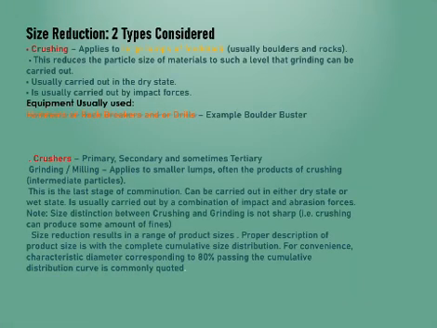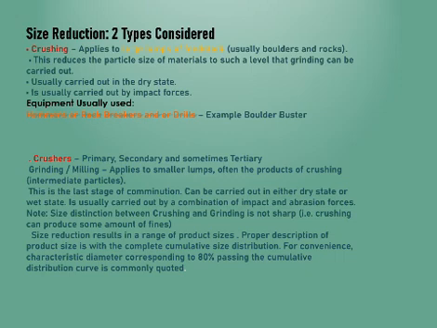Size reduction. Two types are considered. Crushing applies to large lumps of feedstock, usually boulders and rocks. This reduces the particle size of materials to such a level that grinding can be carried out. It is usually carried out in the dry state, by impact forces. Equipment usually used: hammers or rock breakers and drills. Example: boulder buster. Crushers: we have the primary, secondary, and sometimes tertiary crushers.